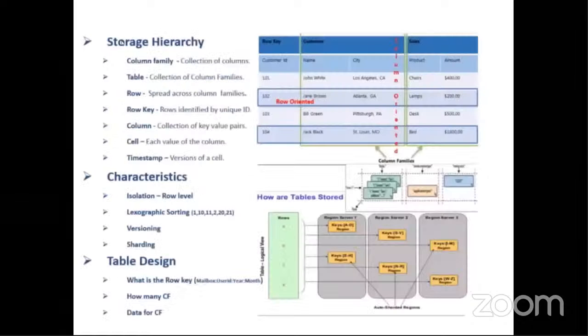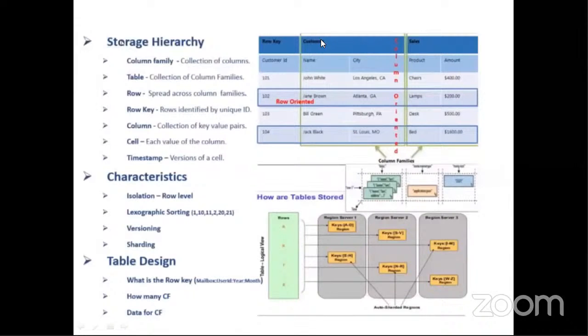And the most important characteristics, storage hierarchy, guys. This is the storage hierarchy. You have something called column families. So what is a column family? It is nothing but a collection of columns. You can see here customer and sales. Customer belongs to one column family, sales is another column family. Under customer you have two columns, name column and city column. Under sales you have two columns, product column and amount column.